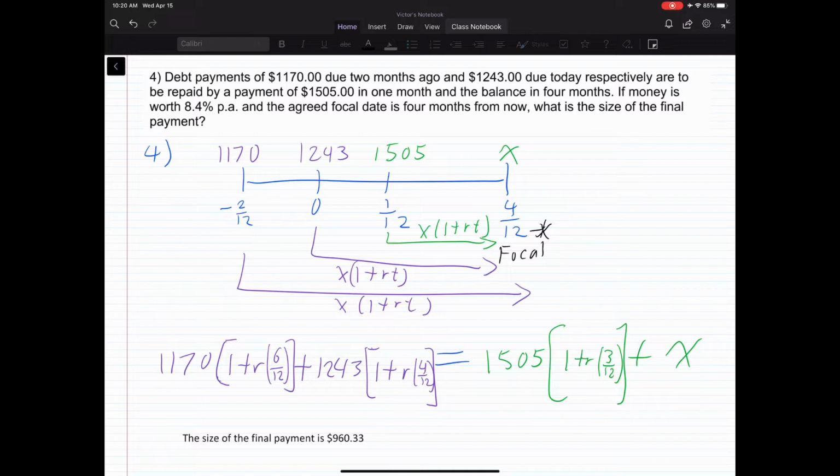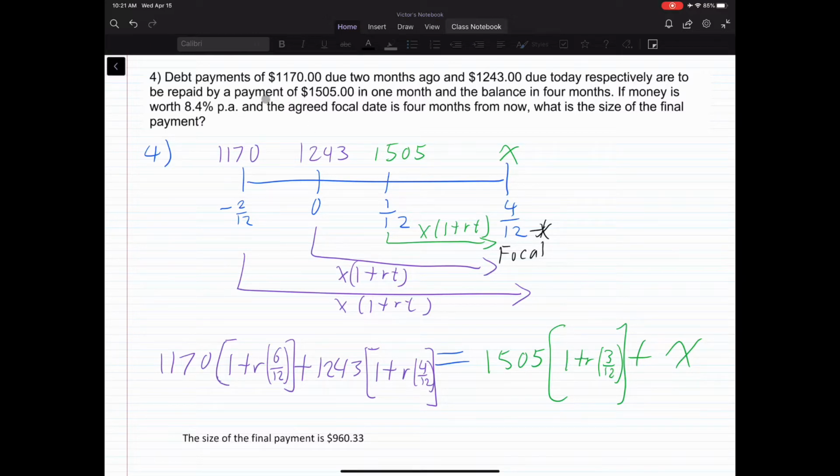Our first step in solving this question is drawing a timeline. So this is what we have shown here. In the timeline we have two debts. We have a debt of 1170 due 2 months ago, so negative 2 over 12 is your time. And then we have 1243 due today, so that's at time 0. So two debts in purple.